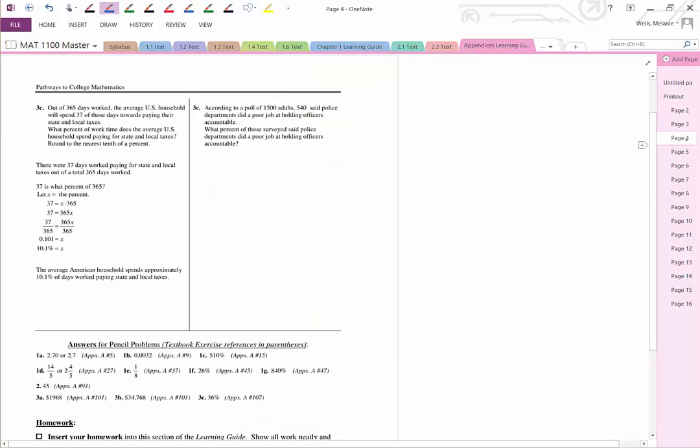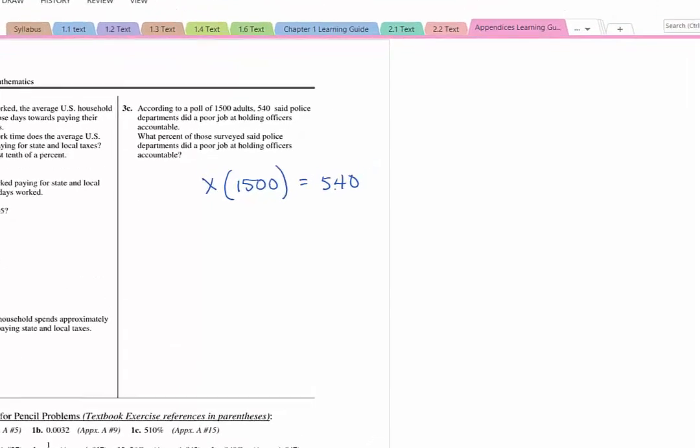Okay, and then we've got one more. This one says, according to a poll of 1,500 adults, 540 said police departments did a poor job at holding officers accountable. What percent of those surveys said police departments did a poor job at holding officers accountable? Okay, so we want to know what percent of 1,500 is 540. So what percent of 1,500 is 540?